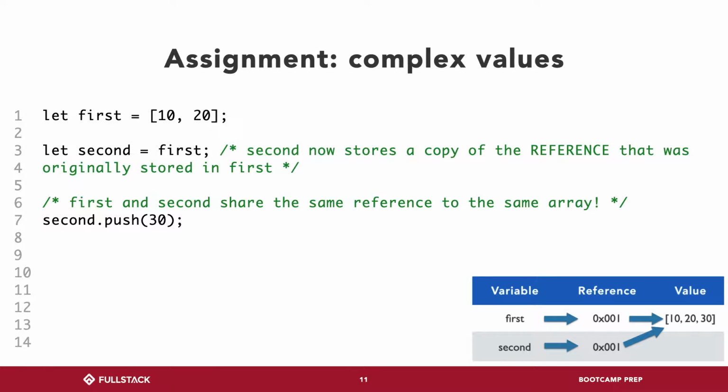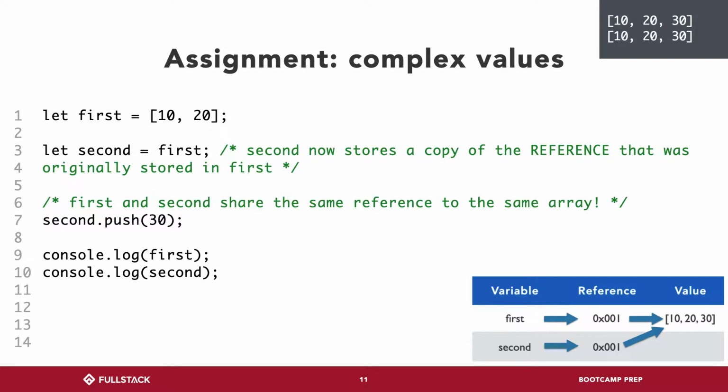So if I say second.push, it's pushing into this value. But first is also pointing at this value. So doesn't it make sense that first will also be affected? When you look at things like this, first and second are pointing at the same reference, and that reference is pointing to the same value. So if you mess with one variable that's pointing to the same reference as another one, that one will also get affected.